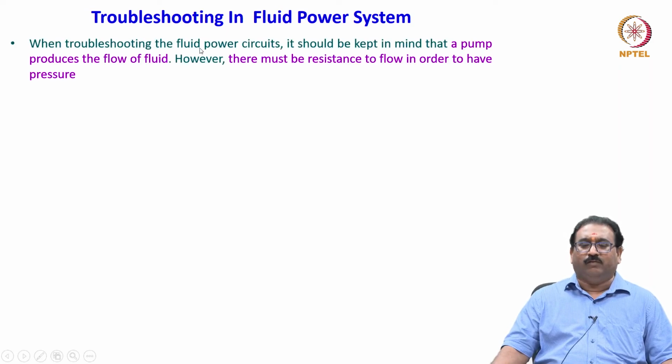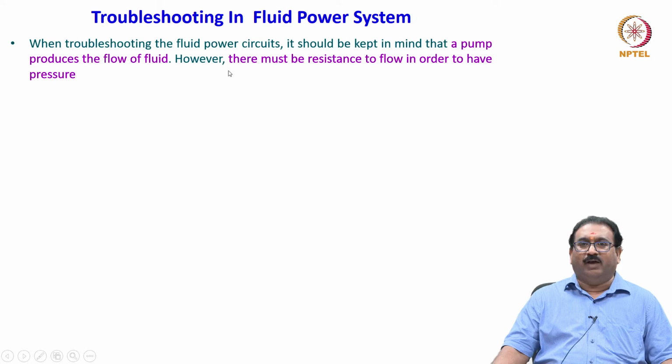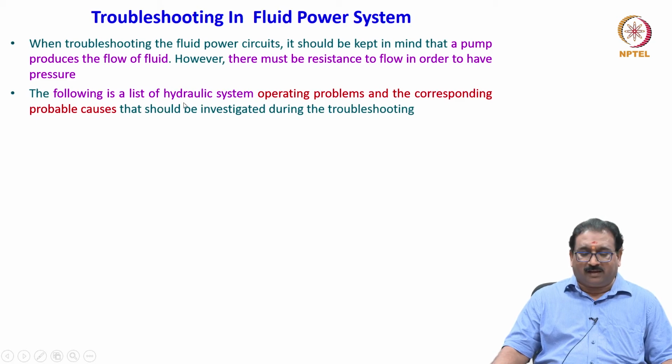When troubleshooting fluid power circuits, it should be kept in mind that a pump produces the flow of fluid. However, there must be a resistance to flow in order to have a pressure. The following is a list of the hydraulic system operating problems and the corresponding probable causes that should be investigated during the troubleshooting.